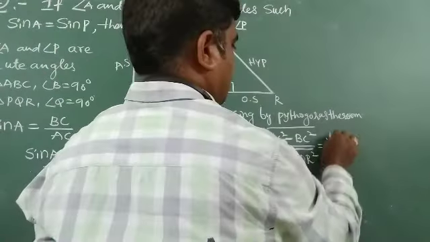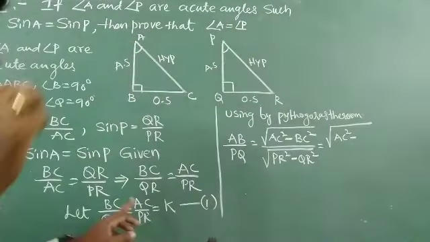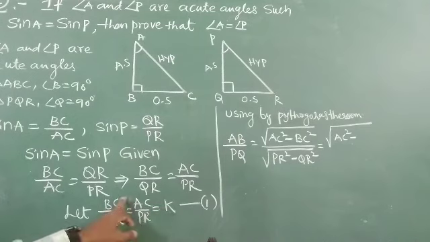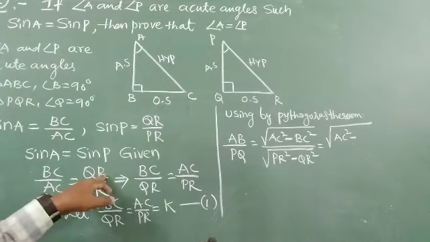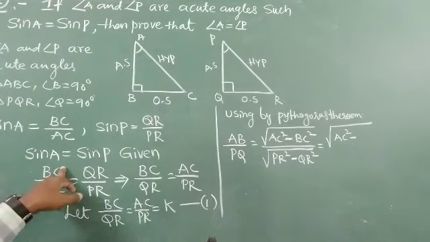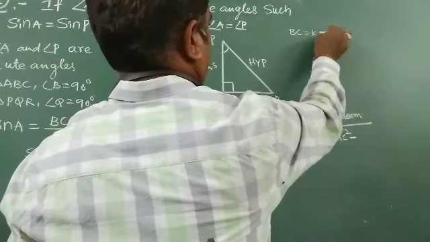So from this, under root of AC square minus BC square, using the value from equation 1. BC by AC value is what? K. So the BC by AC value is also K when we rearrange the terms. Here the BC by AC or QR by PR value is K, or BC by QR equals AC by PR equals K. So BC equals K into AC, we can write.